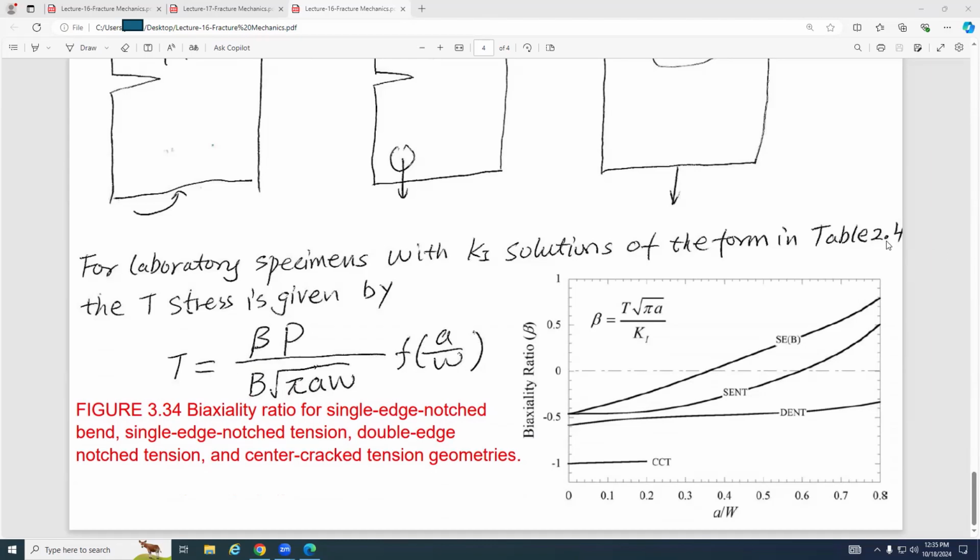Table 2.4 tells us, for different specimens based on geometry, how to calculate the K. The P here is the loading, the load. I would suggest you look at table 2.4. You can see these are 4 commonly used specimens: SEB, SENT, DENT, and CCT.